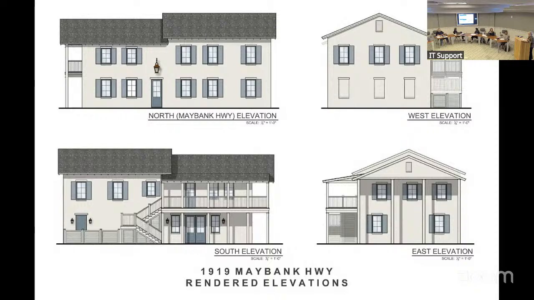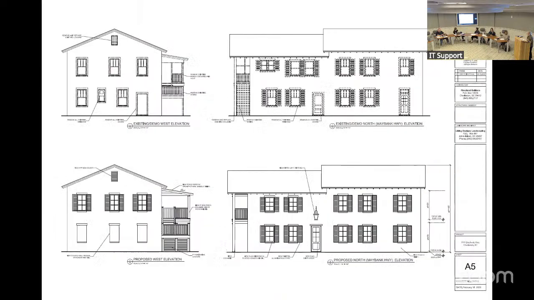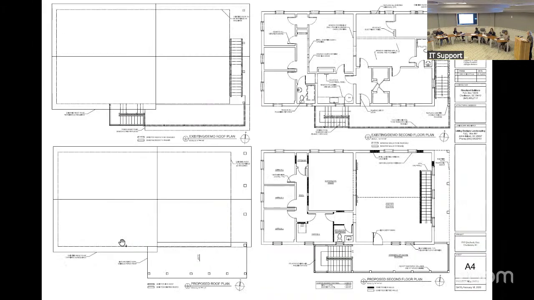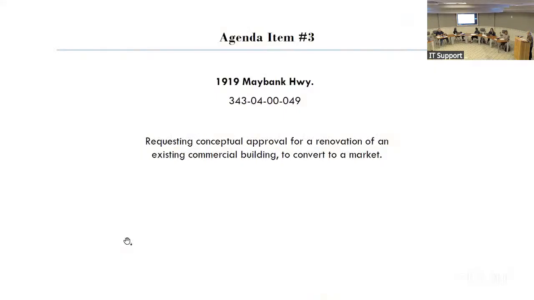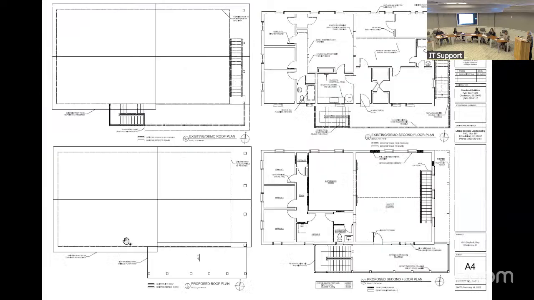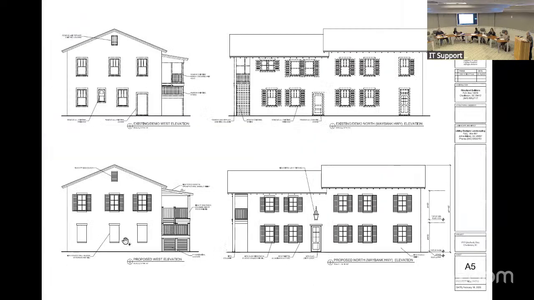Right here, we have the rendered elevations, an idea of the color scheme and how everything will work together. One of the biggest things, if you could go to the elevations showing the demo and the proposed. The top row shows what's proposed to be demolished and the bottom shows what we are replacing it with. You'll see we're trying to clean up that main elevation. The more longitudinal elevation is what you will see from Maybank Highway. So we are planning on aligning some windows and bringing in new windows, new shutters, and a new entry door from Maybank Highway.